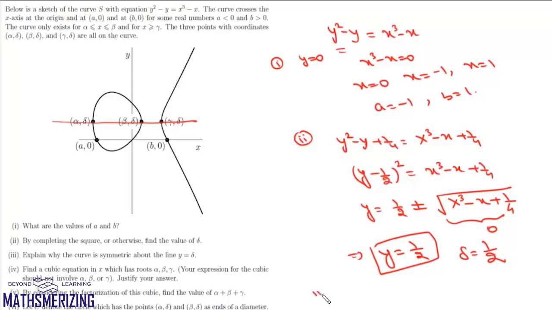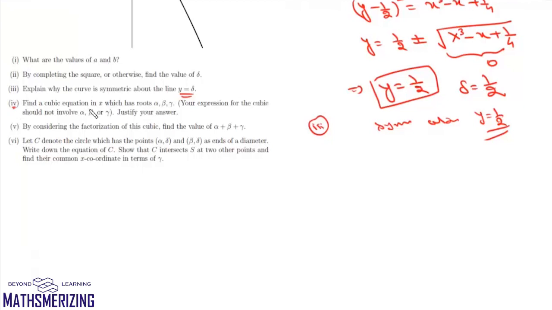Now this third part is we need to explain why this curve is symmetric about the line y equals delta. Now delta is 1/2. So as we can see, y is 1/2 plus or minus some k. So we'll get both the values 1/2 plus k and 1/2 minus k. And that is the reason this graph is symmetric about the line y equals 1/2, or it is symmetric about y equals delta.